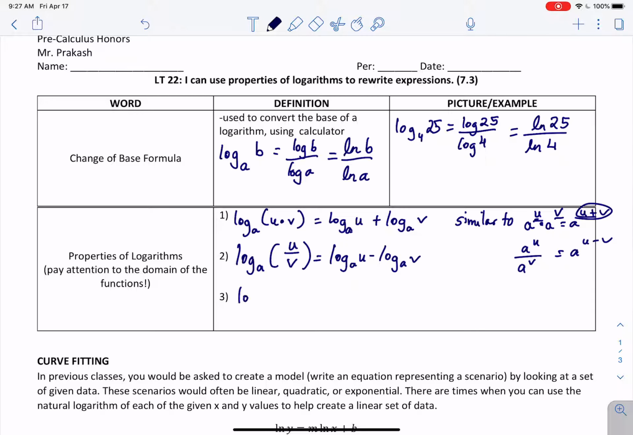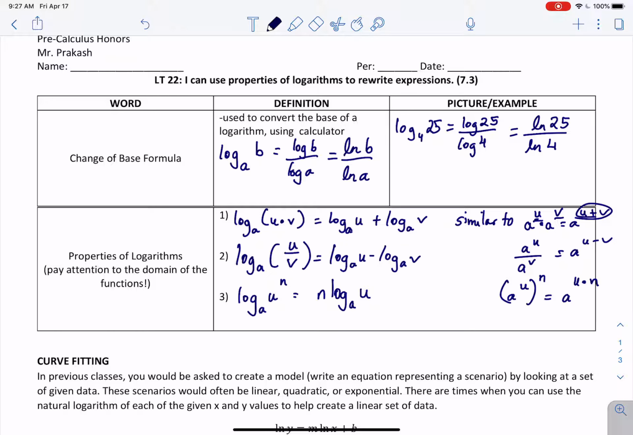And the last one is the power property. This says if you have an input raised to a power, you can bring that power down as a coefficient to multiply into the expression. And this is similar to if you have a power to a power, you can multiply those two powers.